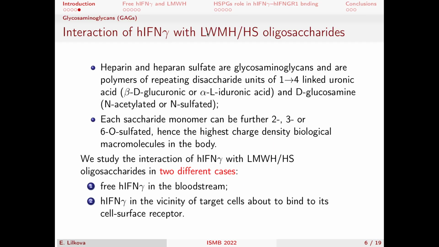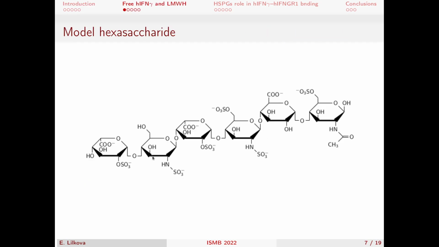It is known that interferon gamma interacts with the glycosaminoglycans heparin and heparan sulfate. These are polymeric chains of uronic acid and glucosamine, which are highly sulfated and thus have high negative charge density. We studied this interaction in two different cases. The first one is the free interferon gamma in the bloodstream, and the second one is interferon gamma near its cellular receptor at the cell surface of the target cells. In the first case, we used this hexasaccharide as a model structure of low molecular weight heparin in the bloodstream.